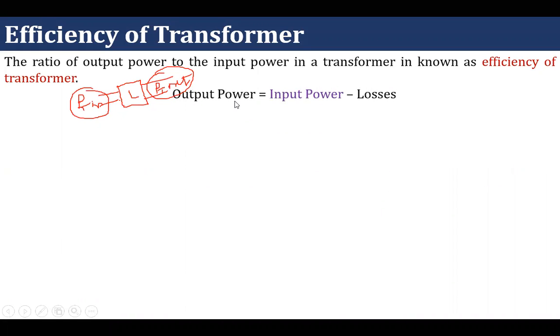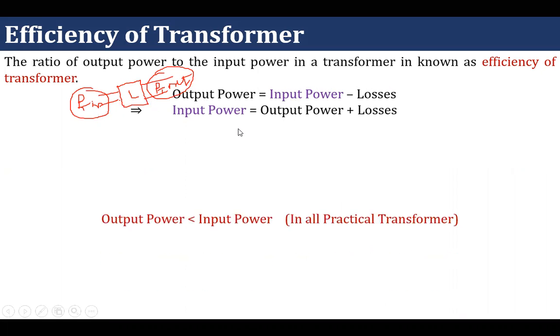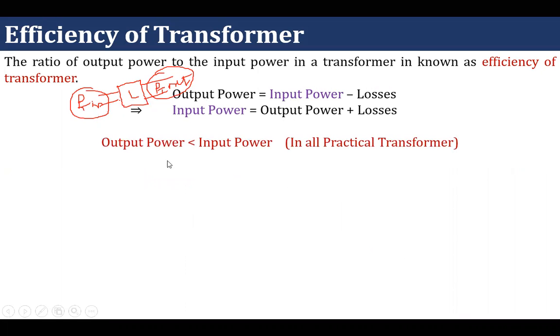So output power equal to what? Input power minus losses. And we can write input power in the form of output power plus losses. And this we have already concluded that output power will always be less than input power in all practical transformers. In ideal transformer, we do consider output power is equal to input power, but this is just a theoretical assumption.